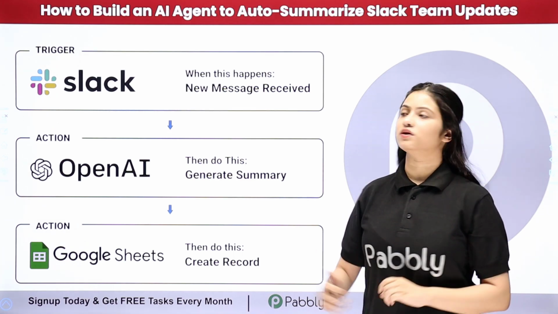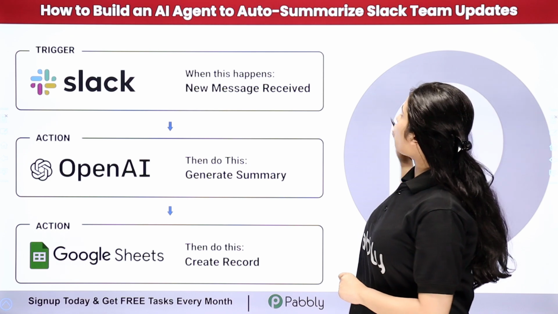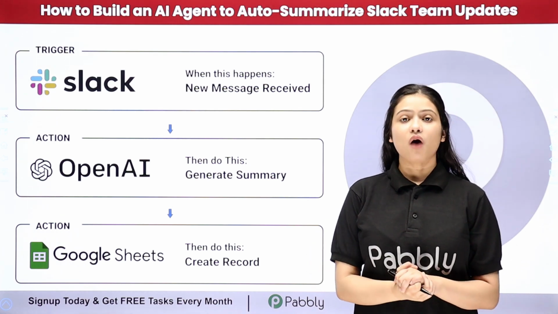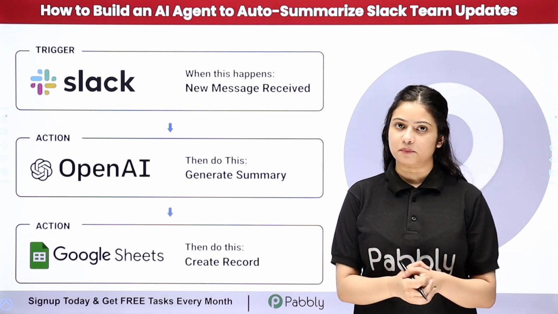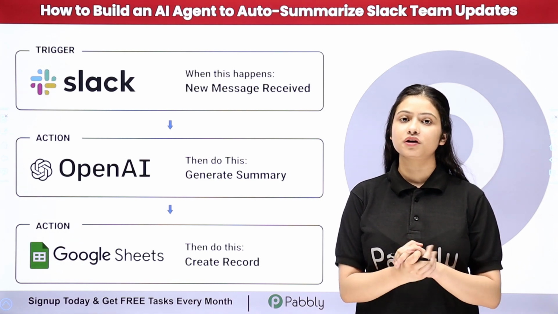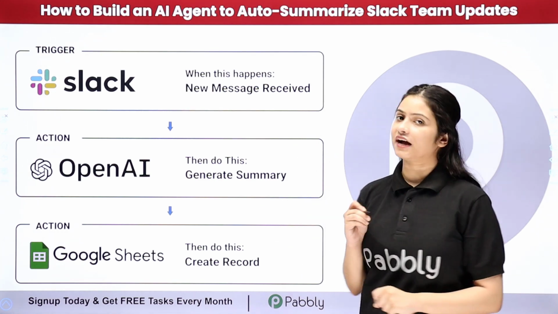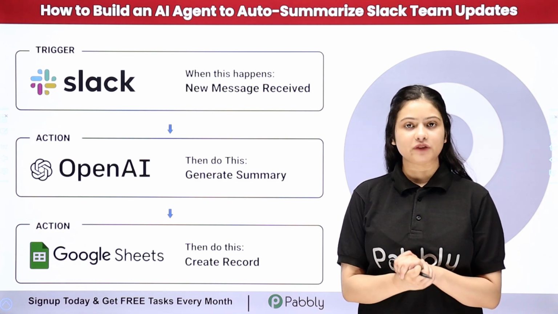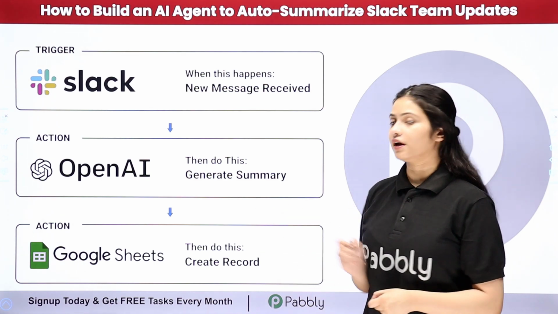In this video, we are going to learn how to build an AI agent to auto-summarize Slack team updates. So I am working as a team lead of a SaaS company and I'm regularly receiving multiple work reports of my team members through Slack channel. But I want to summarize each of these work reports and add them as a record in my Google Sheets.